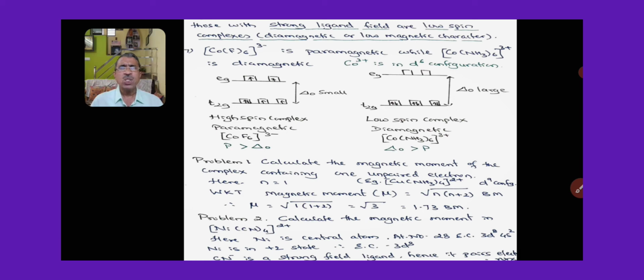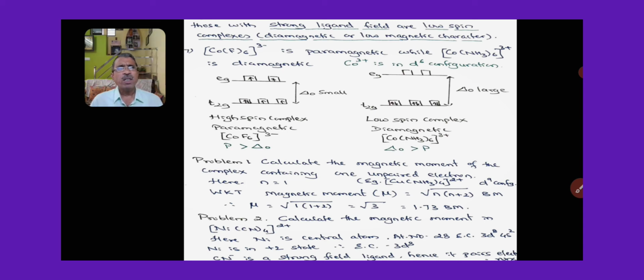When it becomes 3d6, in the case of hexafluoro cobalt, the pairing energy is greater than the crystal field stabilization energy. As a result, the energy difference between t2g and eg is less. When this is less, the electrons prefer to go to the higher energy levels. So the electronic configuration becomes t2g4 eg2. As a result, this is a high spin complex. It contains 4 unpaired electrons, and the magnetic moment of this complex corresponds to the 4 unpaired electrons.